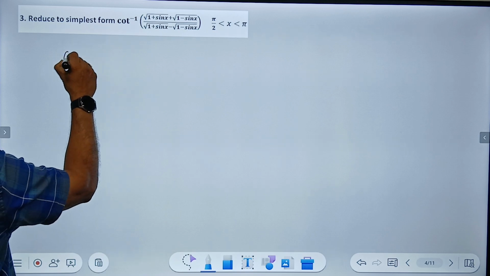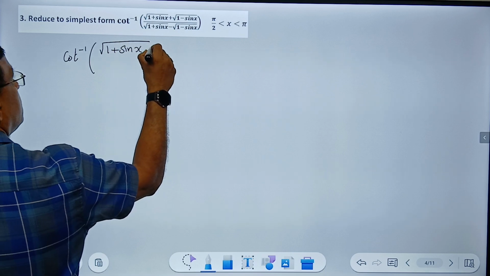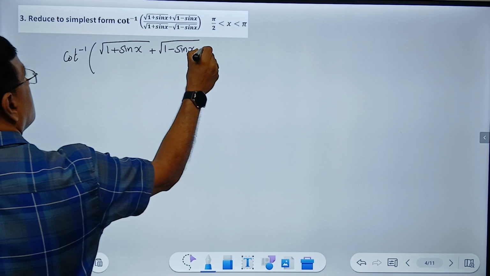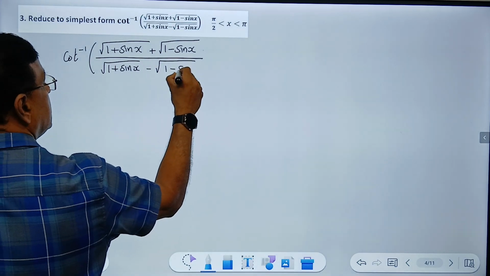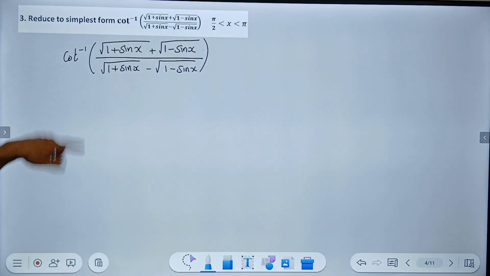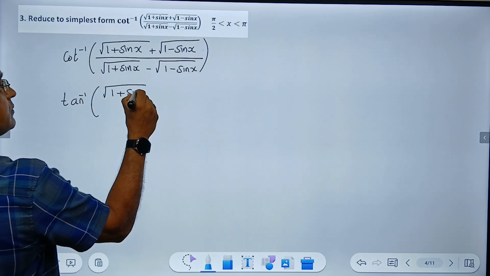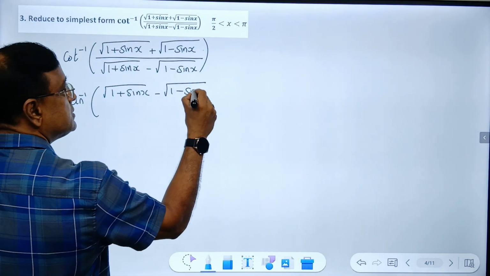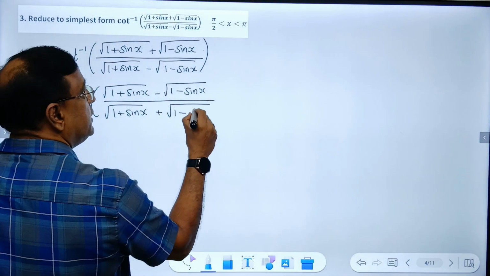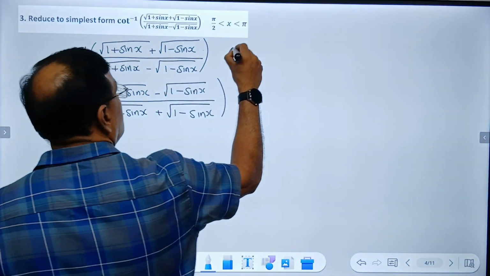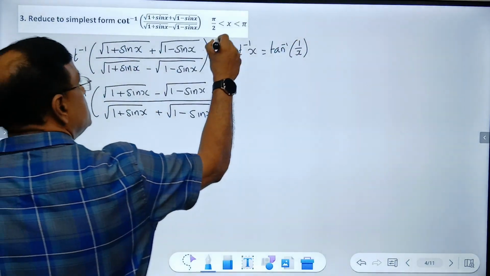So what is this? This is cot inverse of root of 1 plus sin x plus root of 1 minus sin x divided by root of 1 plus sin x minus root of 1 minus sin x. So I will change this cot inverse to tan inverse. What is that? Tan inverse of the reciprocal. That is 1 plus sin x minus root of 1 minus sin x divided by root of 1 plus sin x plus root of 1 minus sin x. So I am using the formula cot inverse of x is tan inverse of 1 by x. This is the formula I used here.